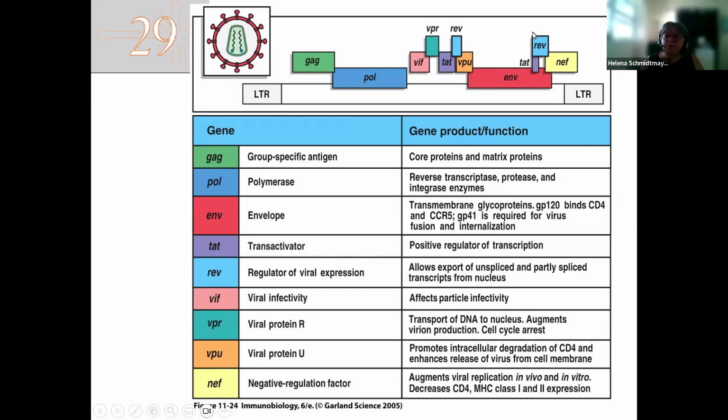REV, which is also spliced upon transcription, plays a very important role in the export of unspliced transcript. You know that in eukaryotic cells, splicing is critical for mRNA to be transported into the cytoplasm. However, an unspliced transcript would not normally be transported by cellular machinery, so the virus encodes REV, which enables their transport from the nucleus to the cytoplasm. VIF is viral infectivity factor right here.